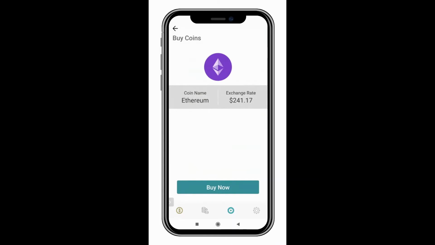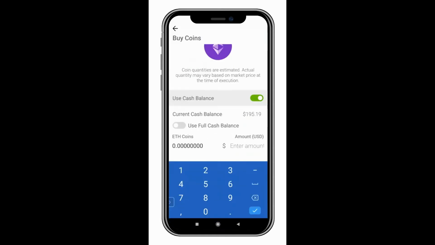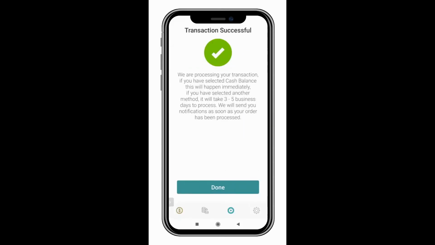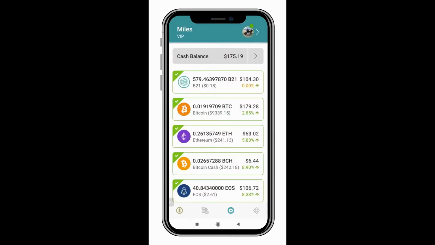In this case, 241.17. If I want to buy, I have a choice of using my cash balance. In this case, I have cash, so I can just touch here and I have $195. So let's say I want to buy $20 worth of Ethereum. I just enter $20. Those assets will be in the account in just a few seconds. And it was that easy.